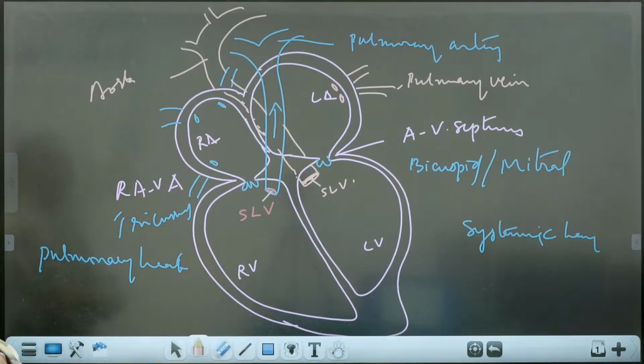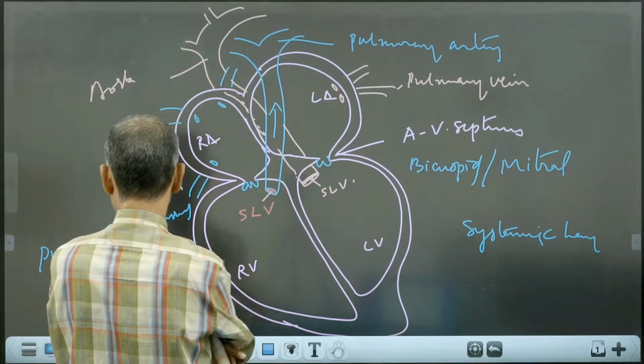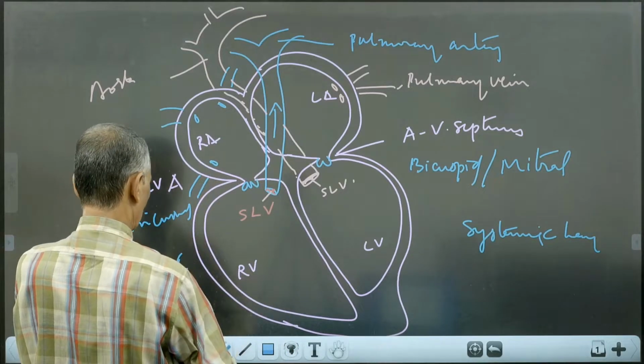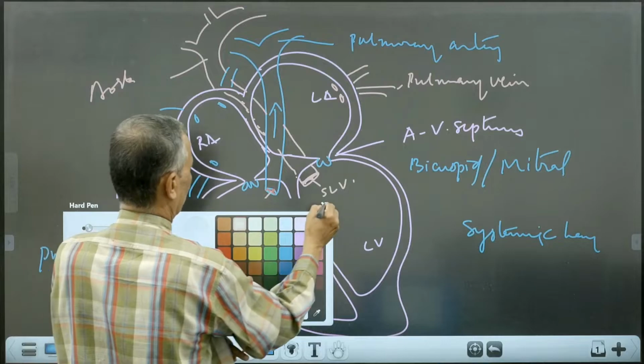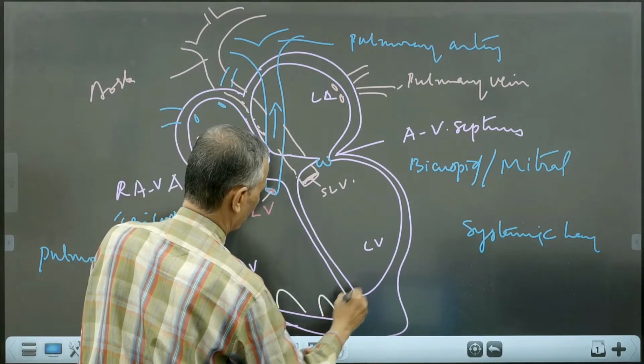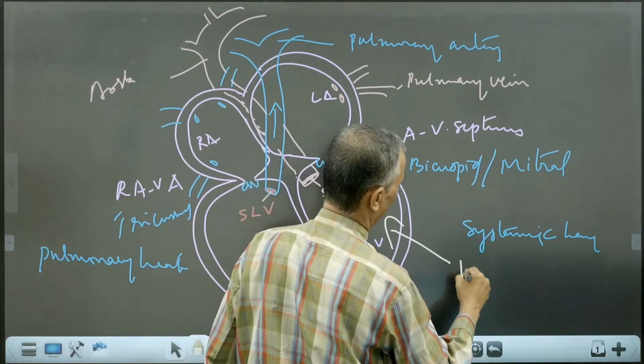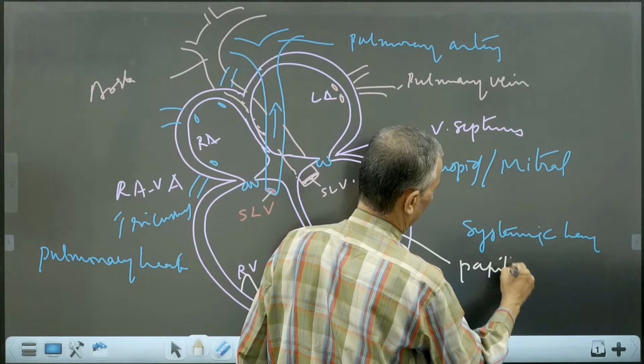Okay. Now, the tricuspid and bicuspid valves are connected to certain conical muscles arising from the wall of the ventricle. These conical muscles are called papillary muscles.